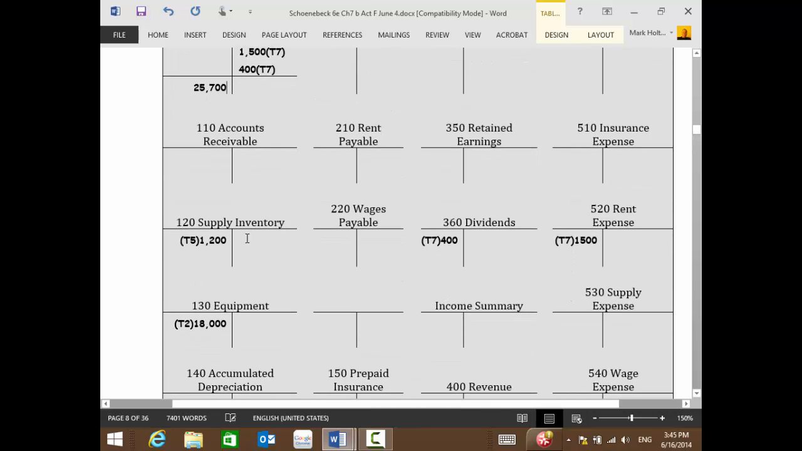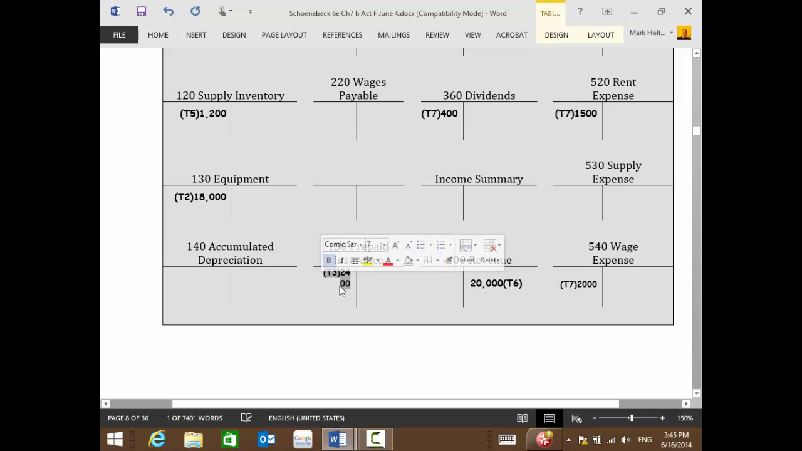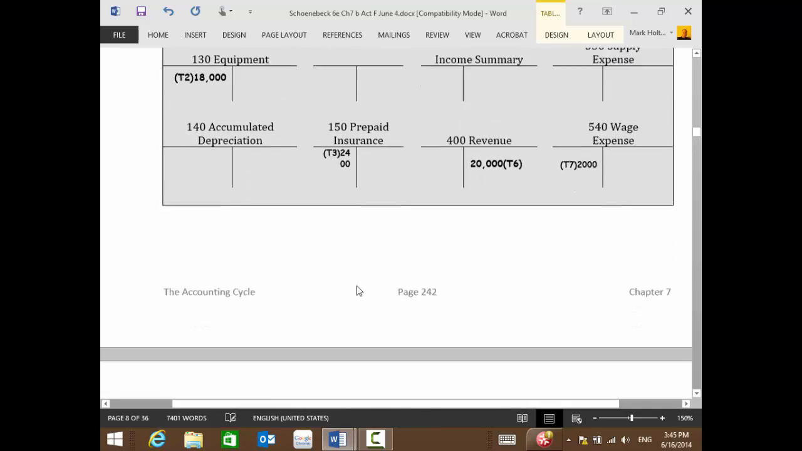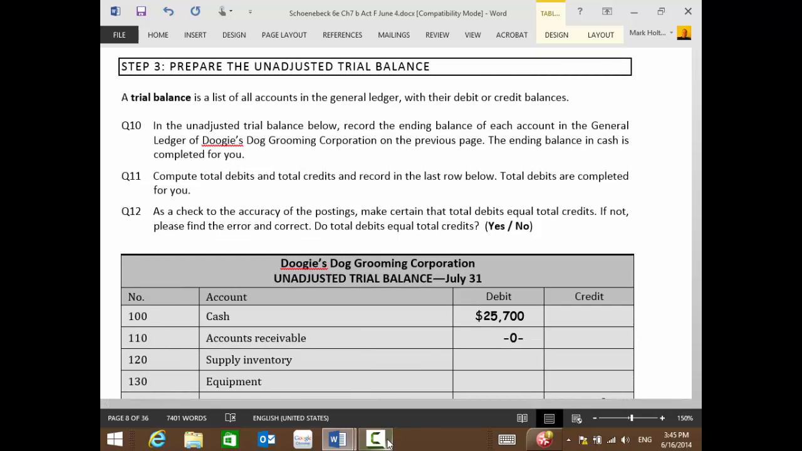Now supplies inventory we're not yet changing. Let me just fix this so it's more legible. Every other item here has one number in it, so you can see what the balance is, and we're just going to leave it the way it is. And then the last thing to do, and this is step 3, is what's called an unadjusted trial balance. An unadjusted trial balance simply makes sure that the debits and the credits equal.